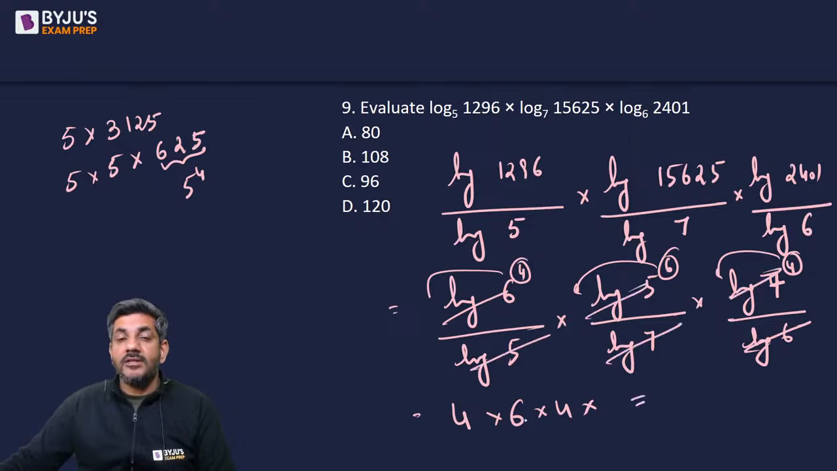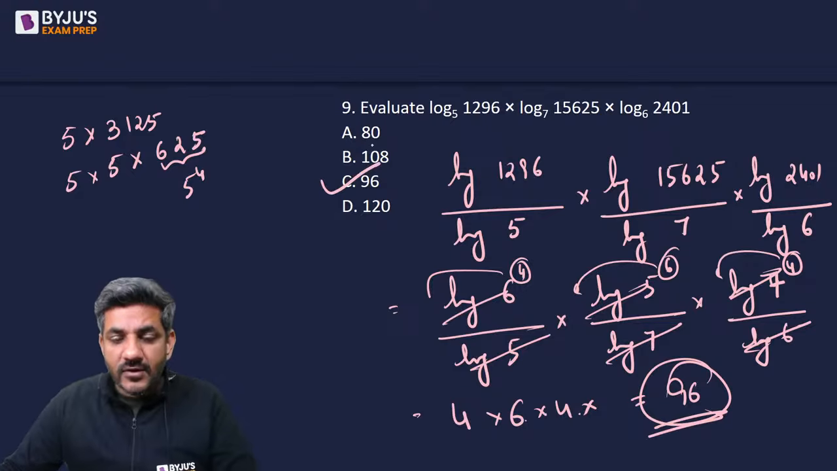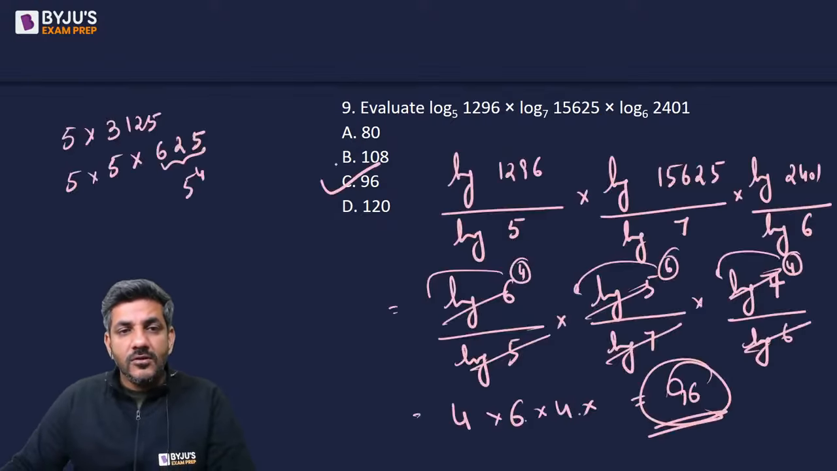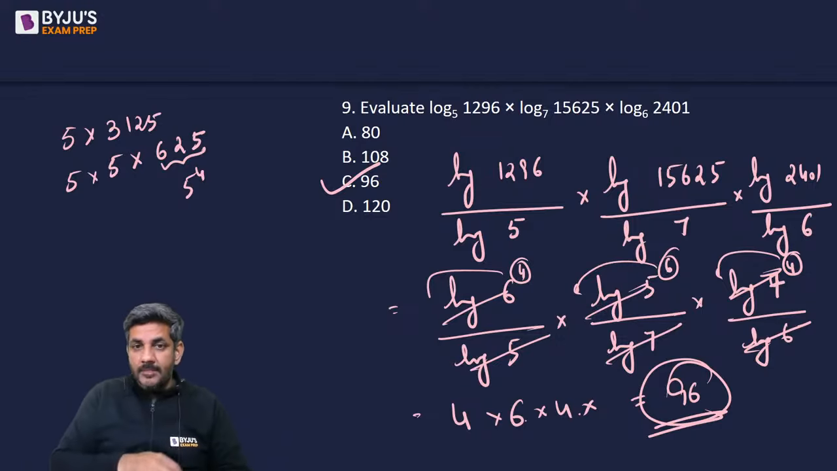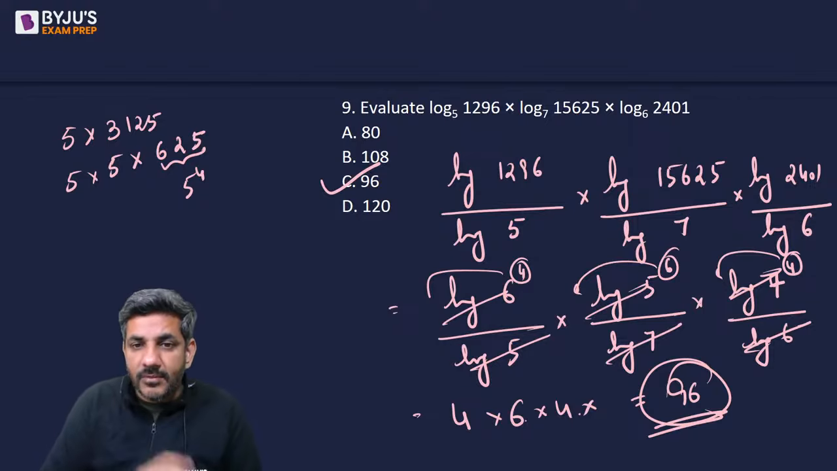Ultimately I'm left with 6 4s are 24, 4s are 96. So 96 should be the right answer for this question. That is option C. Oh, I do not have answer marked over here, but C option should be the correct answer. Musicore, you got the answer as option A. Acha, you changed it probably.